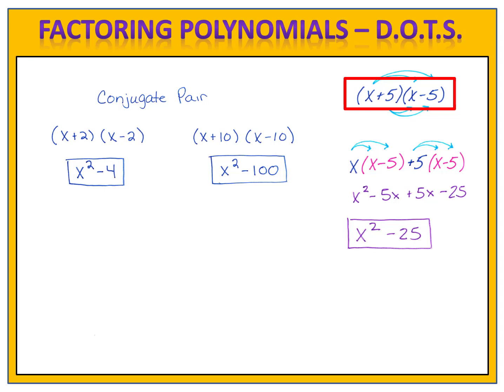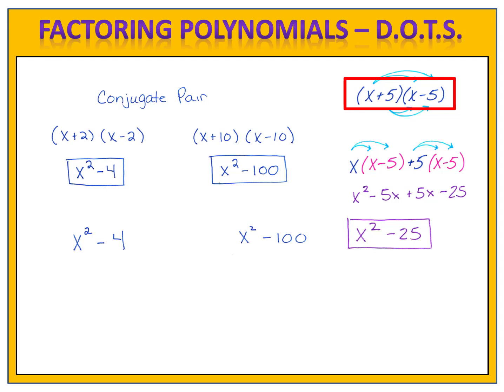Notice that x squared is a perfect square, and so is 4. Those two are connected by subtraction. If we multiply x plus 10 times x minus 10, we also end up with a perfect square minus a perfect square, x squared minus 100. That means whenever we have a difference of perfect squares, a perfect square minus another perfect square, we can factor them into a conjugate pair.